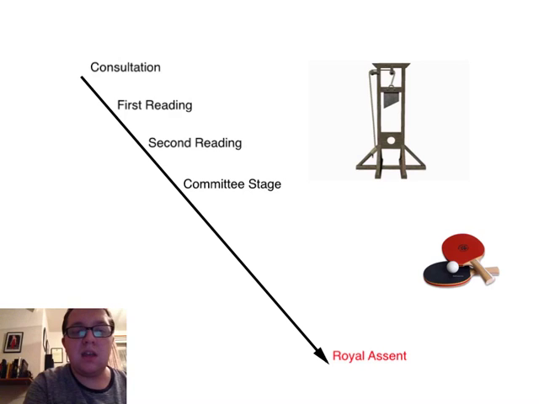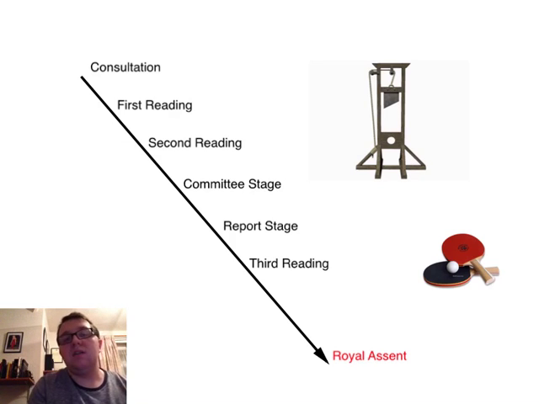So with that being said, the next stage is actually optional, but if there were any changes, then these need to be reported back to the House of Commons, if that's where the bill started, so that they can be prepared for the next stage, which is called the third reading.